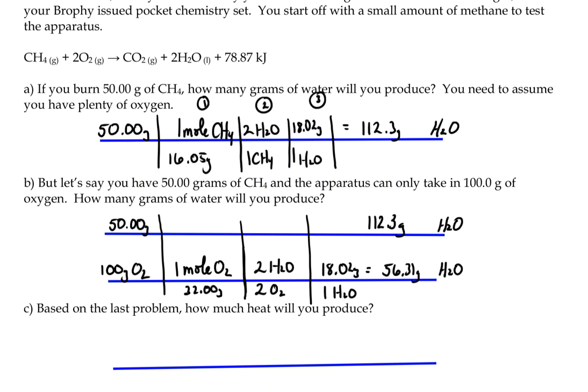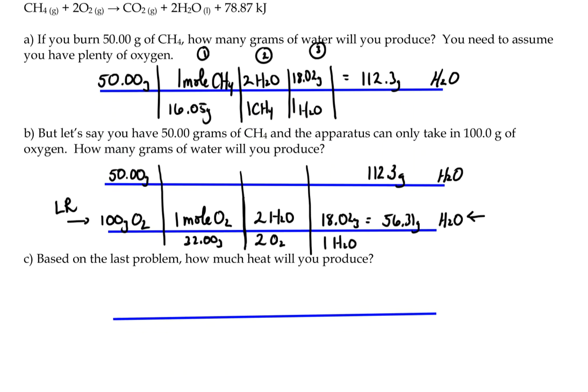Okay, now this tells me a couple things. One, it tells me that this is actually the amount of water I'll produce. You'll always produce the lowest amount, but also it tells me that this is my limiting reactant. So I killed 2 birds with 1 stone. I know what the limiting reactant is. I know how much water I'll actually produce if I only have 100 grams of oxygen. So then the last step is how much energy, how much heat will I really produce on this problem. Always use the limiting reactant. So I'm going to start back at 100 grams of O2.